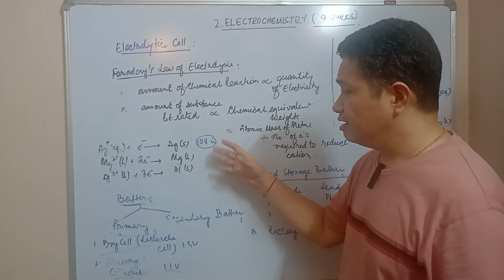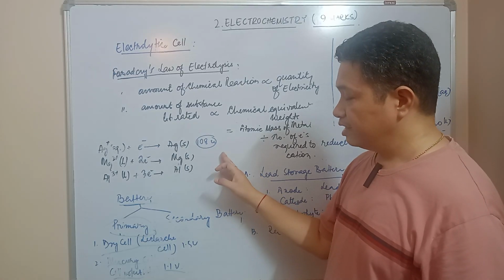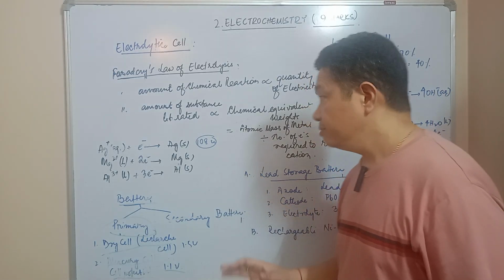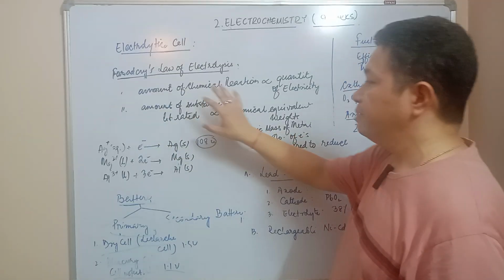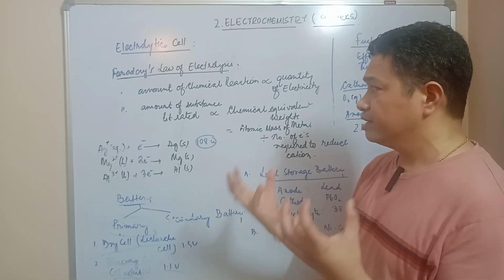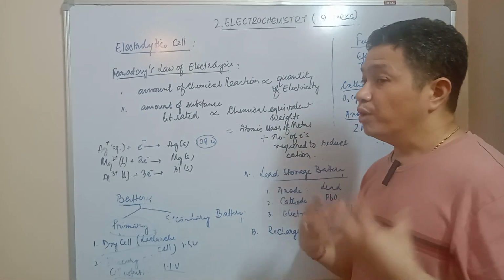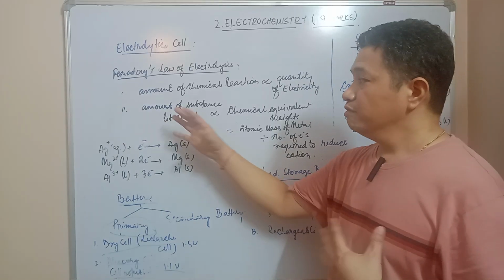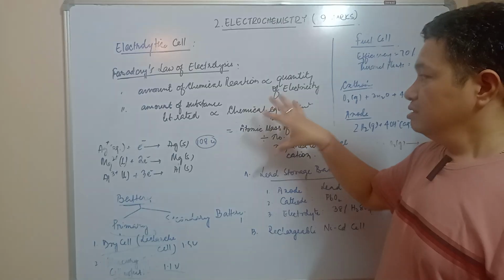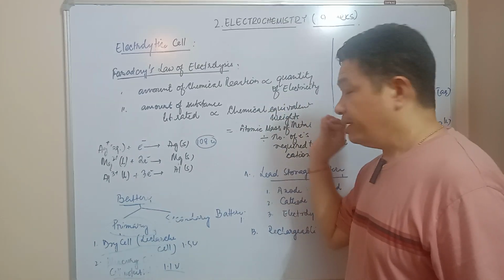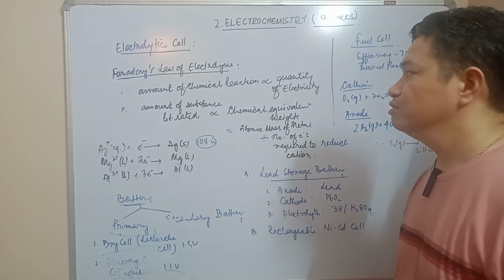So it will be 108 gram of silver, or 12 gram of magnesium, or 9 gram of aluminum. So how much of the substance is liberated depends on what kind of metal or substance it is, or what is the chemical equivalent of those substances. So the quantity of substance liberated through electrolysis in the electrolytic cell depends on the chemical equivalent of the metal or of the substance. Fine. This is Faraday's laws of electrolysis.